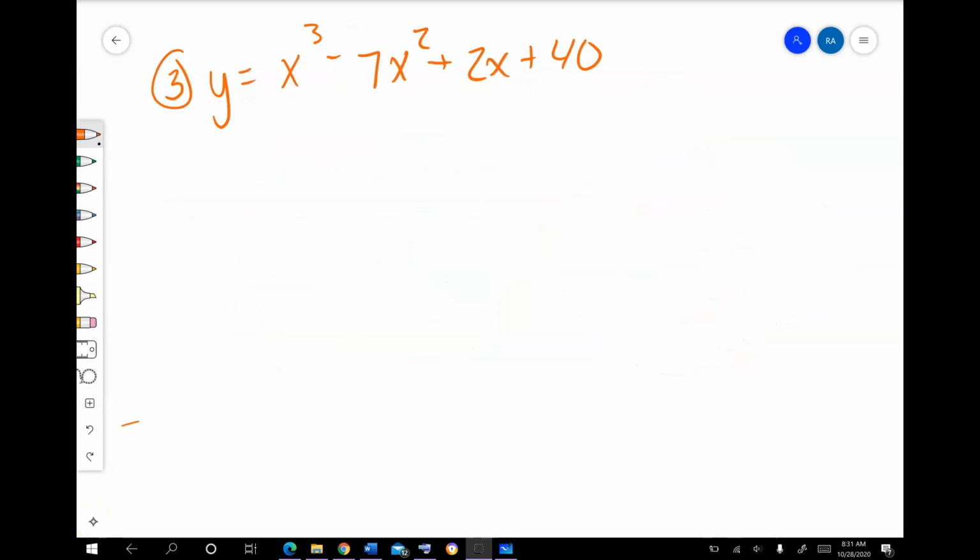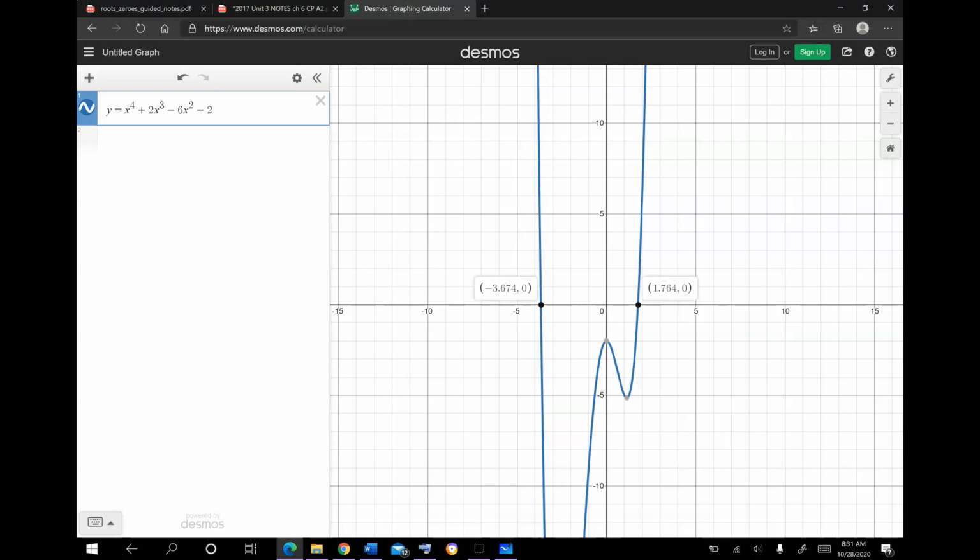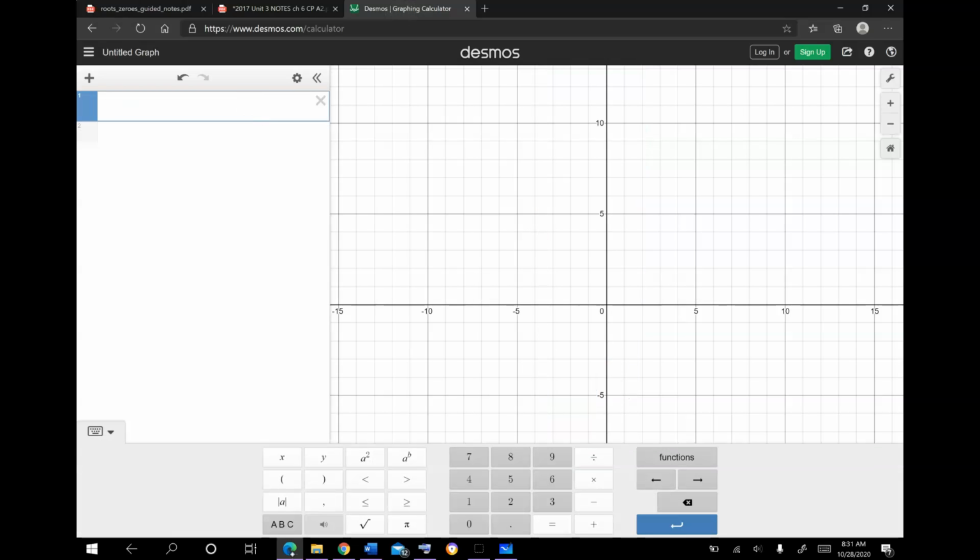Okay, so I want to find out how many zeros I'm supposed to have, then state the real ones, and then tell me how many complex are left over, okay? So if you look, my degree is the highest exponent, and my degree is 3. So that means I should have a total of 3 zeros, solutions, okay? So we're going to go to Desmos, and we're going to see how many we have, and then whatever's left over is complex, okay? All right, so we go to Desmos. We're going to type it in, okay?